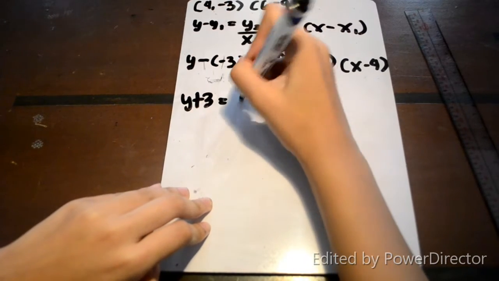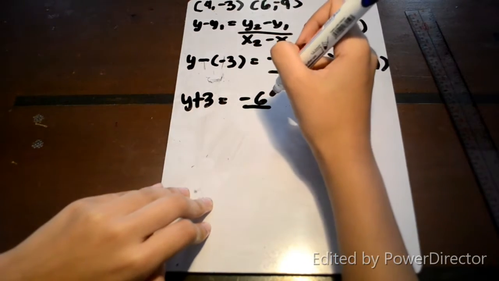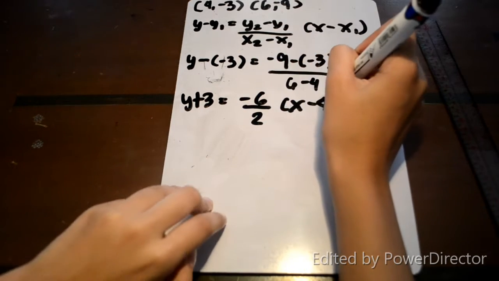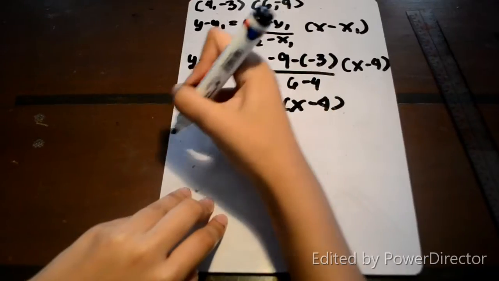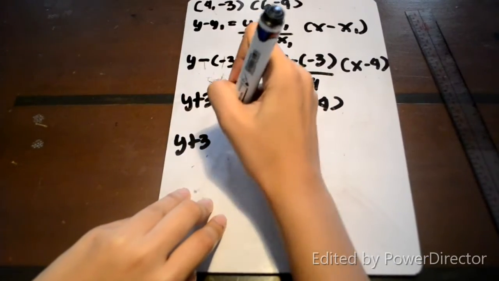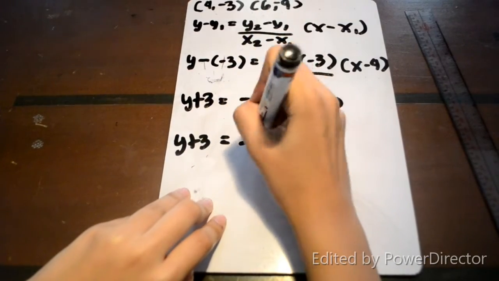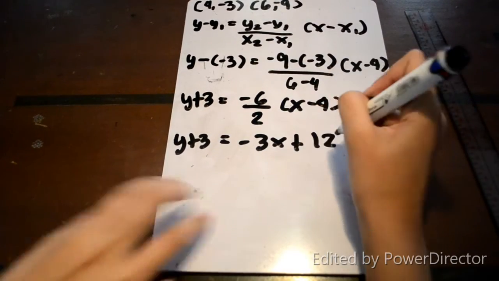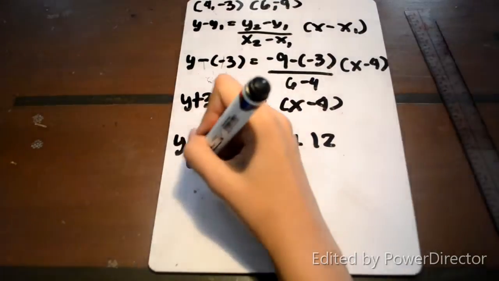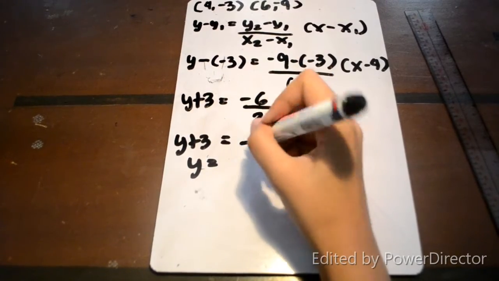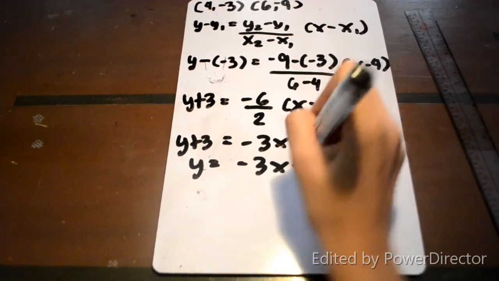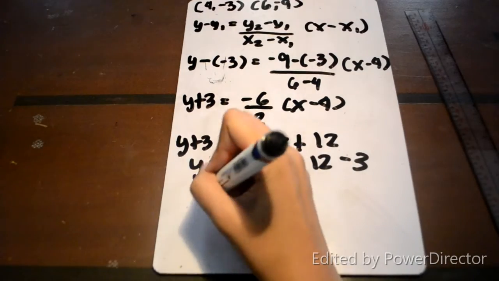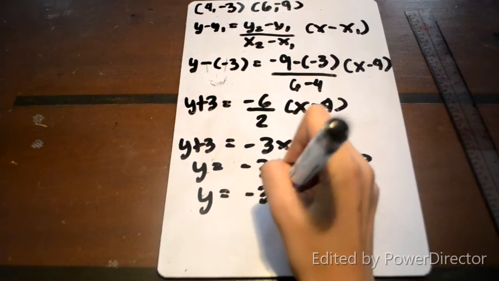After getting -6 over 2, or simplified as -3, we now have y minus 3 equals -3 times x minus 4. We can still simplify it by distributing our m with the two expressions. So, we have y equals -3x plus 12 minus 3. With that, we can perform the last operation in the second expression.